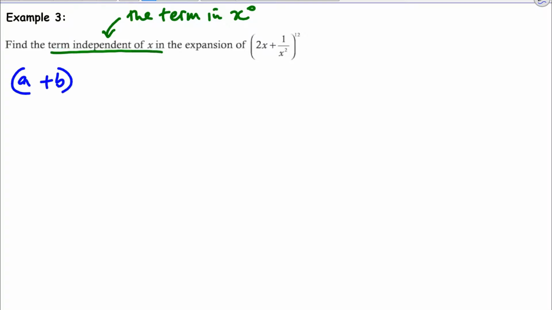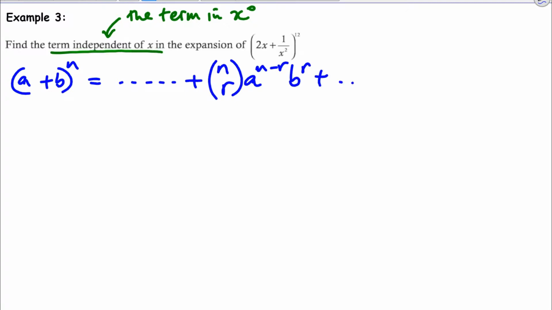So (a + b)^n is equal to whatever comes first, plus n choose r, a to power n minus r, b to power r, plus whatever comes next. So by inspection, we can see that a is equal to 2x, b is equal to 1/x², and of course n is equal to 12.